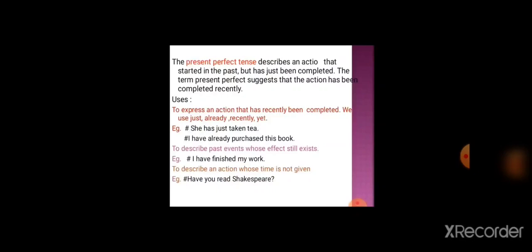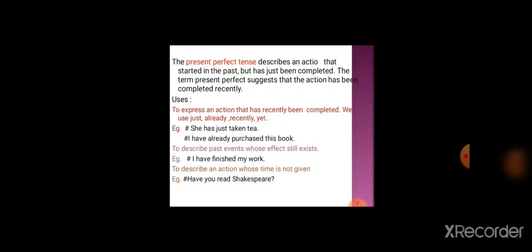So it is used to express an action that has recently been completed, and we use just, already, recently, or yet in these sentences. For example, she has just taken tea. I have already purchased this book. So the action has recently been completed here.